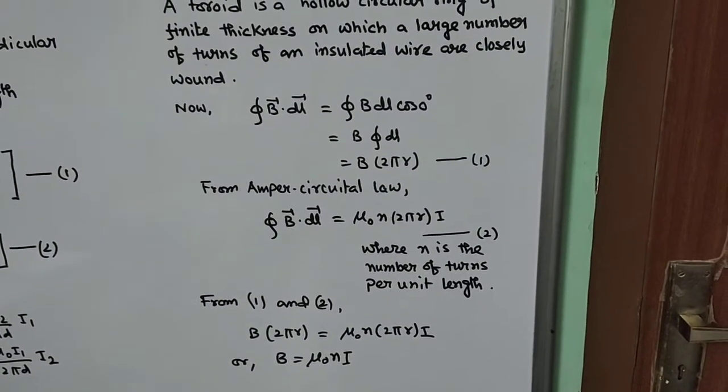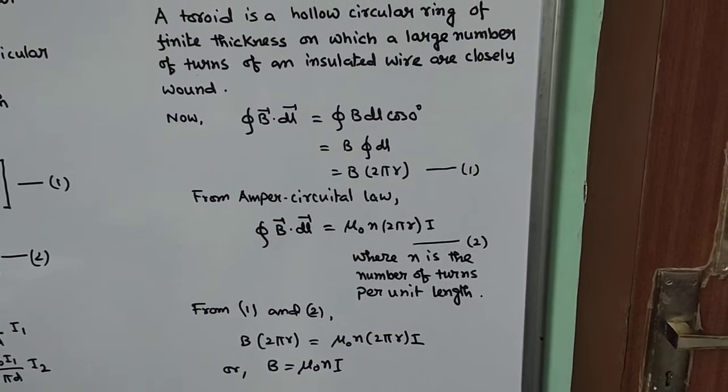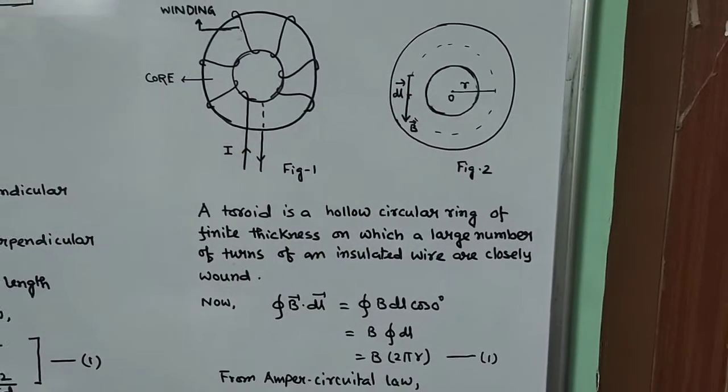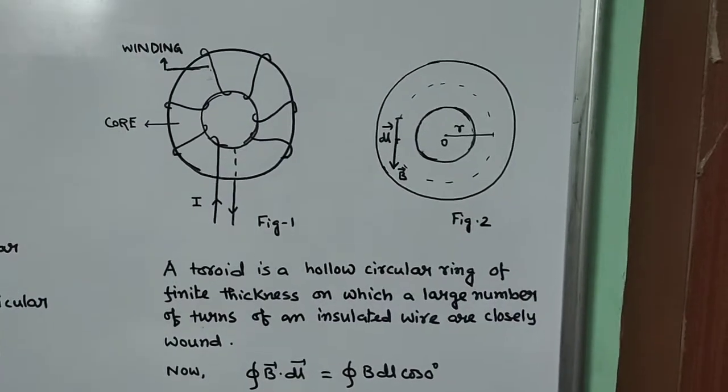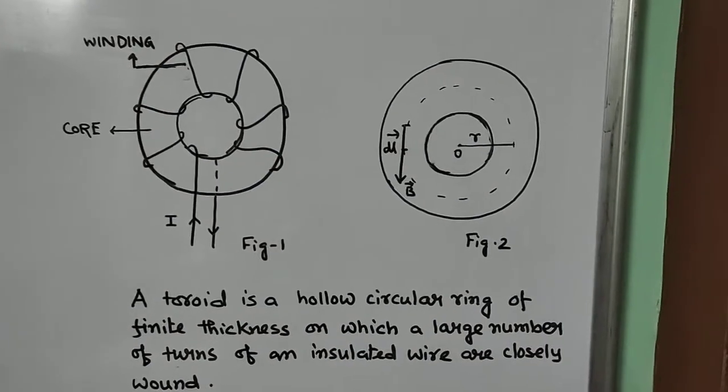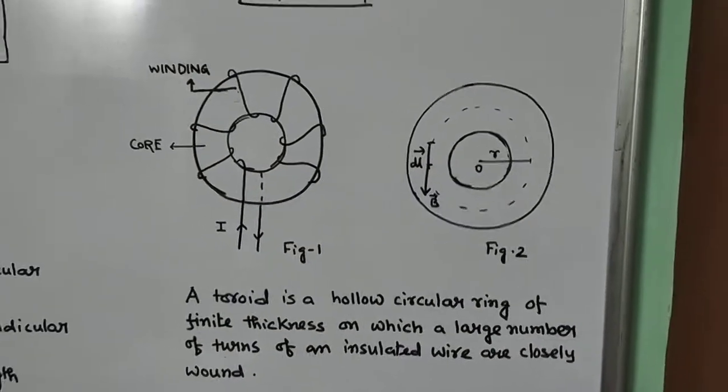So this expression is the same as that of the magnetic field inside a solenoid. Sometimes in the exam it is asked to define the magnetic field inside a toroid or the magnetic field inside a solenoid, and in that case we have to draw these two figures, figure 1 and figure 2.